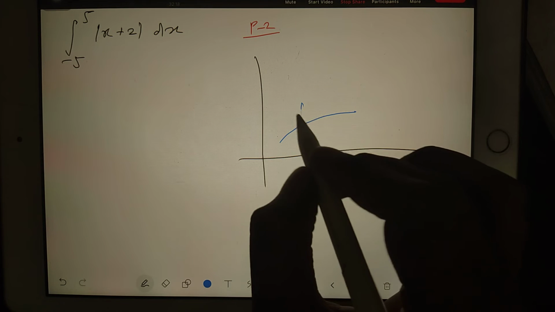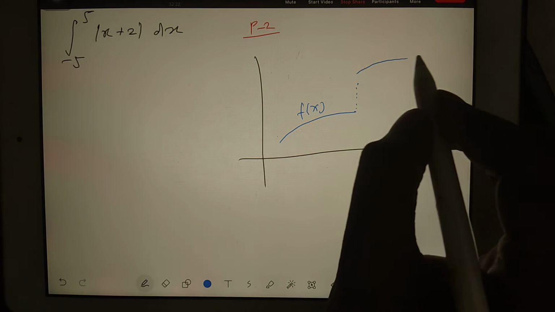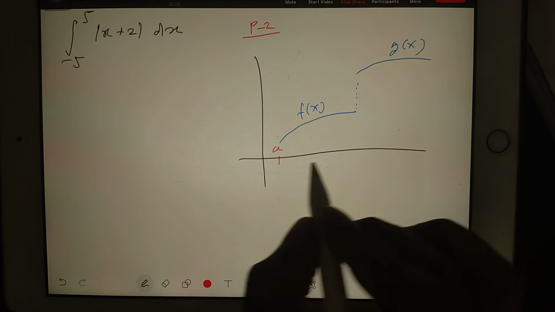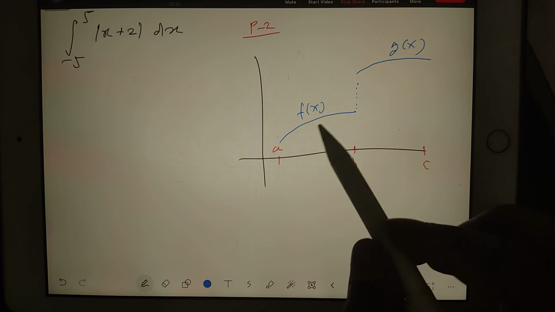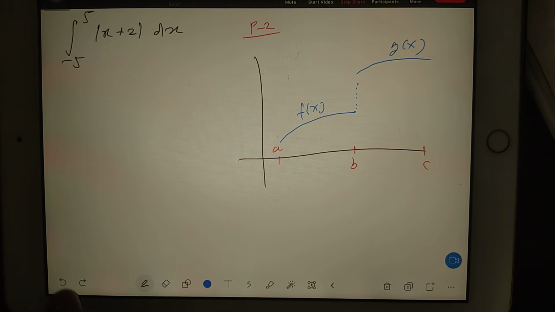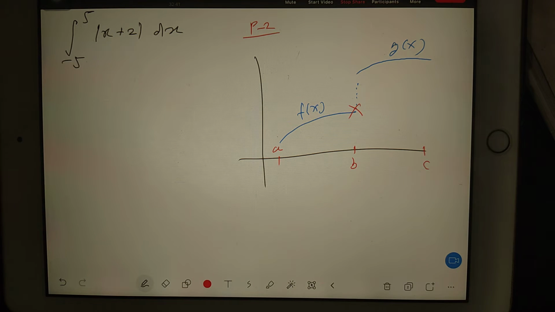Okay, this curve has function f(x), and suddenly here the curve is breaking, and from here a new curve is starting. Suppose this is function g(x). Now suppose this x value is a, this x value is b, and this x value is c. So see, from here to here we can't integrate because it is not a continuous function, it is breaking, right? You can see it is not at all continuous here, so there is no question of being differentiable.